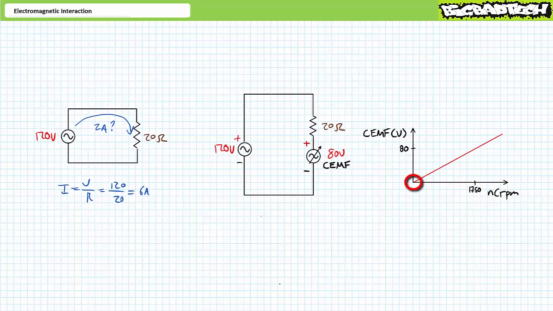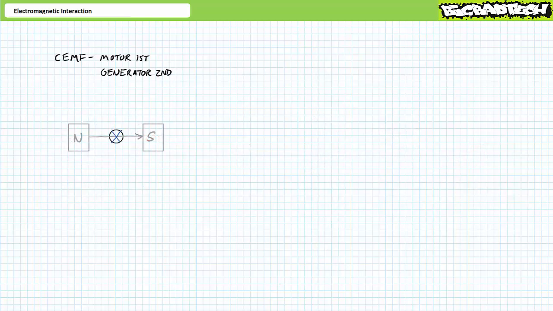At rest, or 0 RPM, CEMF is 0 volts, and the source experiences no opposition, thus explaining inrush, a sudden surge of current when a motor is initially started. Whereas at the rated speed, let's say 1750 RPM, the CEMF rises to 80 volts, and the motor draws only 2 amps. The easiest way to explain CEMF is this: motor first, generator second.